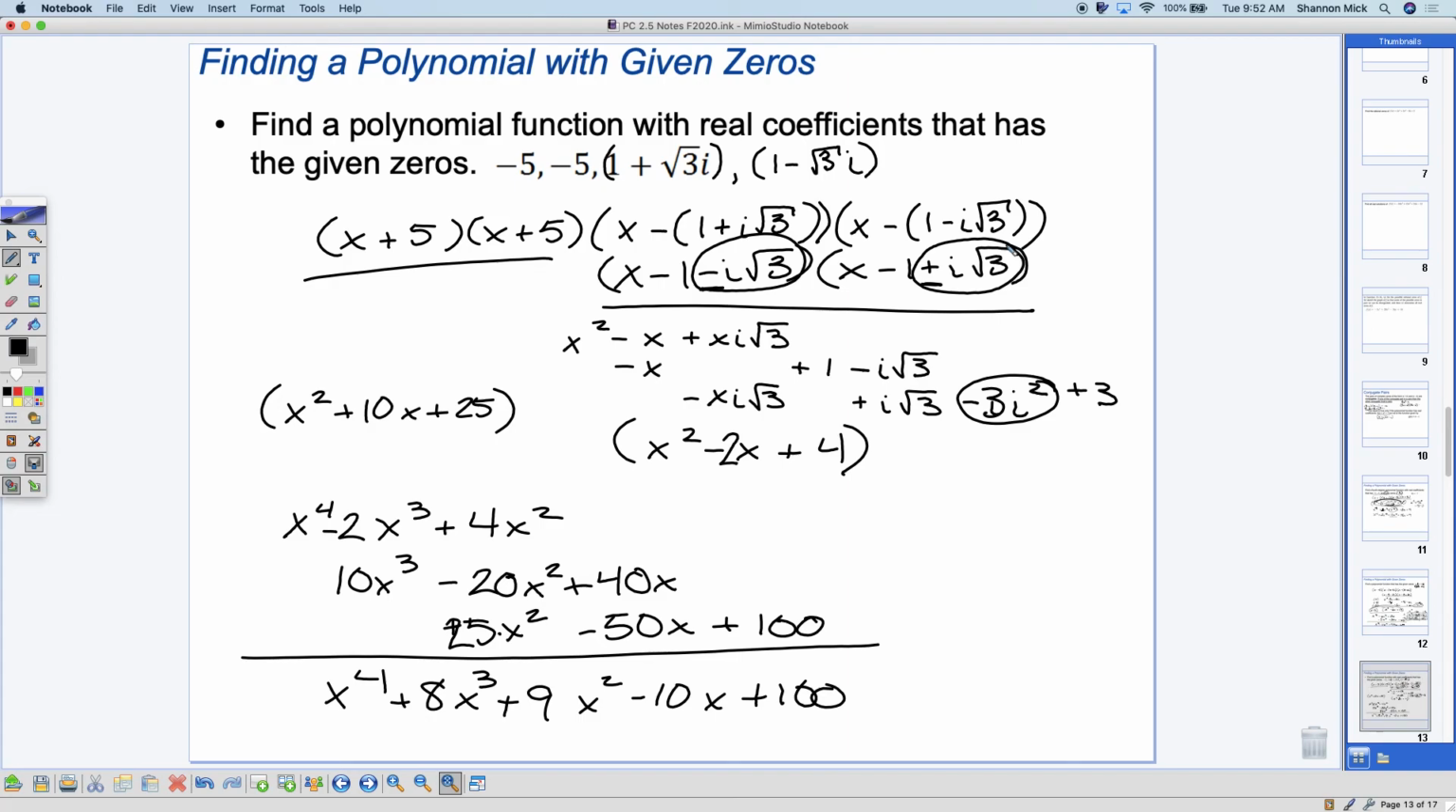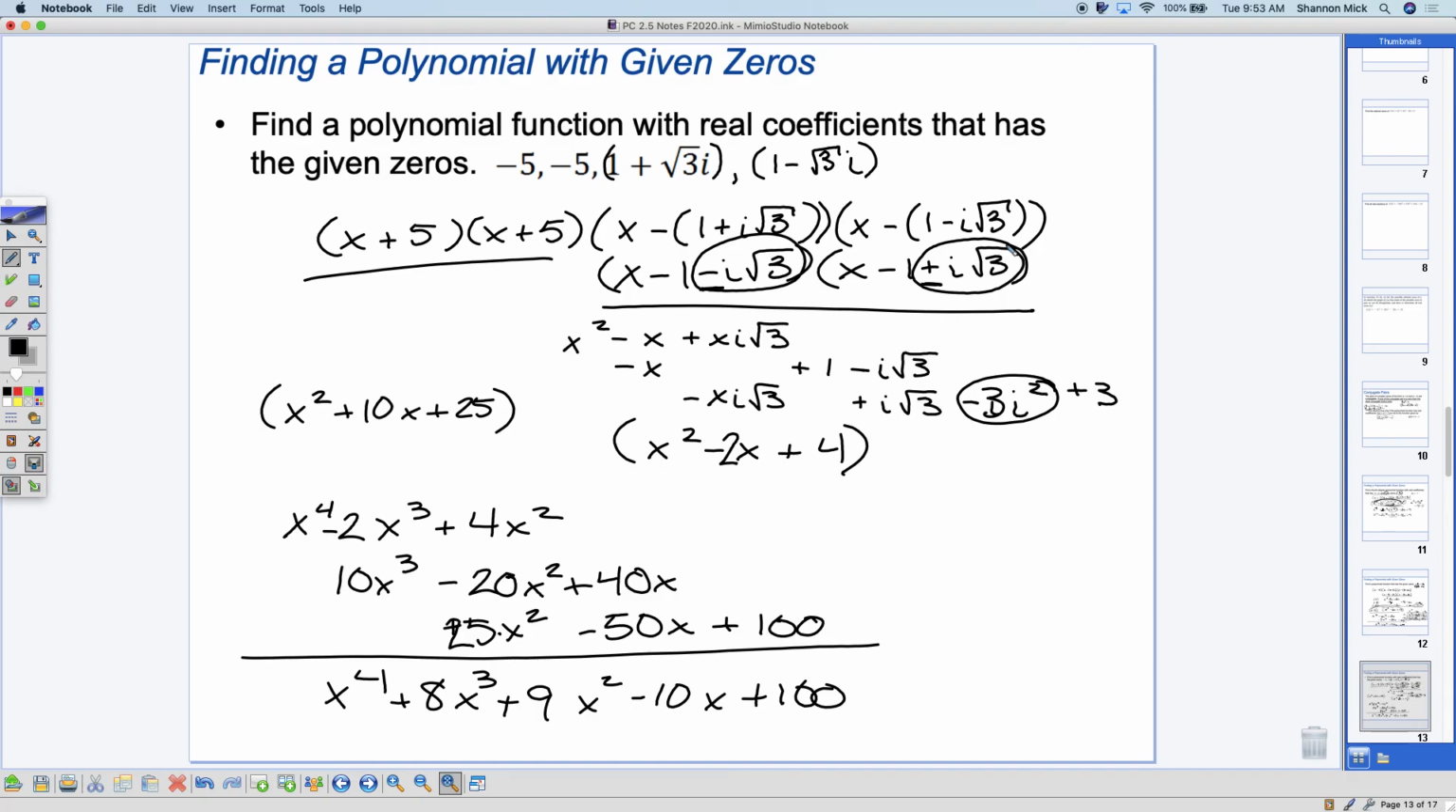Okay, Tori, your question? Can you just come look at my work really quick, because I didn't even get close to that. I got something completely different too. Did you go through your work? Yeah, I'm looking through it right now, because I got 40x, and I got negative... when I foiled it out, I didn't know.